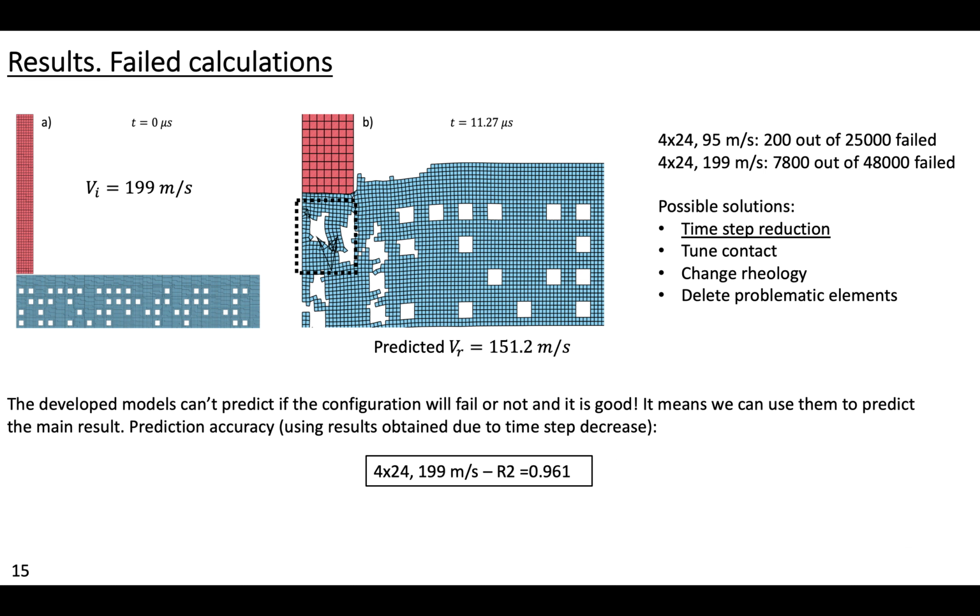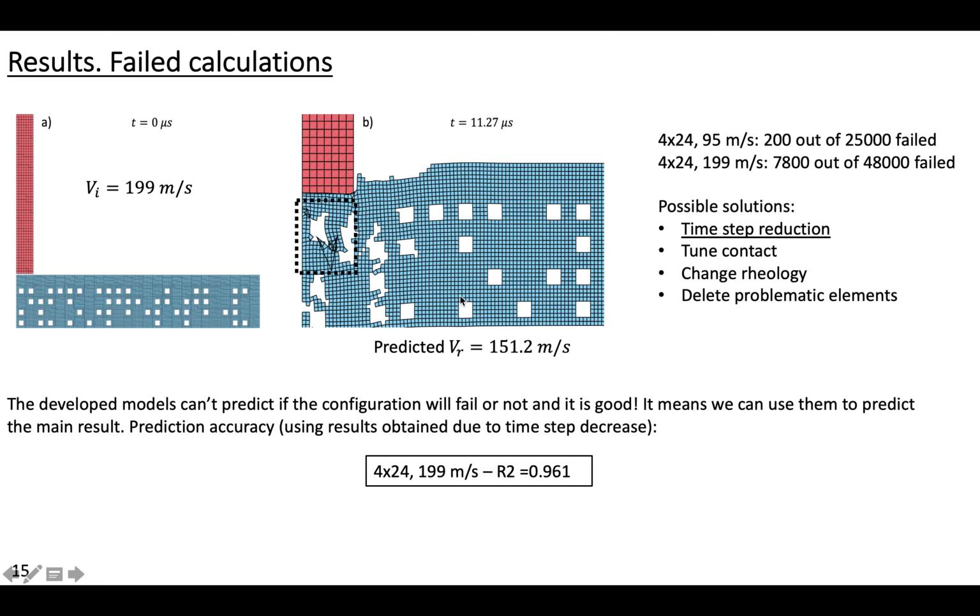And finally, we turn to the results for the failed calculations. As we decided in the beginning, we would like our algorithm to predict the results for the problematic cases. And for our problem, we had such cases. Some perforation patterns resulted in abrupt termination of the calculation due to heavily distorted elements beneath the projectile. You see such a situation right here.